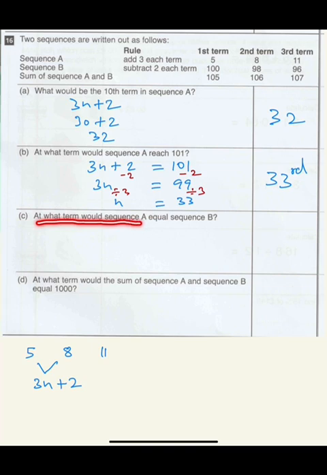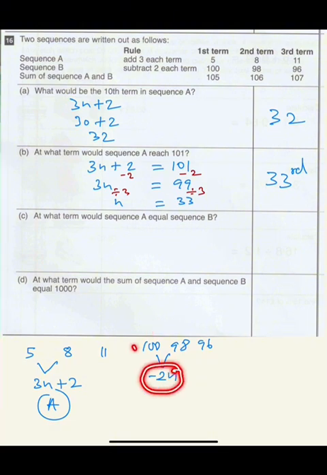At what term does sequence A equal sequence B? We know the nth term for sequence A. Let's try sequence B now. Sequence B is 100, 98 and 96. Subtracting 2 each time, straight away write minus 2n. When n is 1, minus 2 times 1 is minus 2. But it's supposed to be 100. Minus 2, add 102 is 100. So minus 2n plus 102.